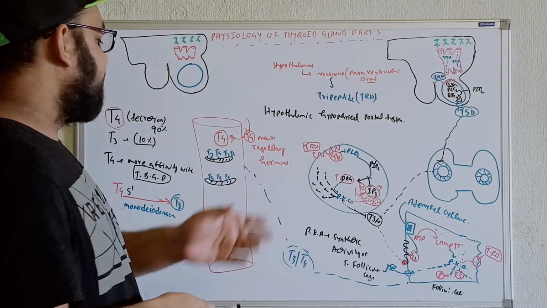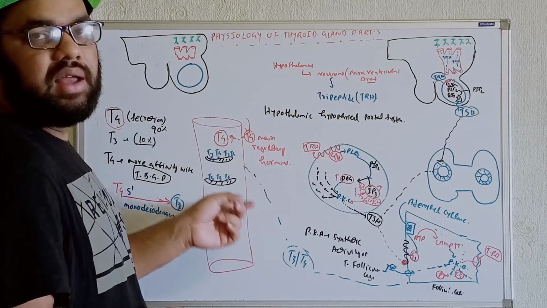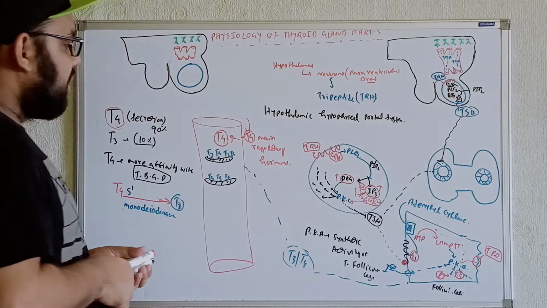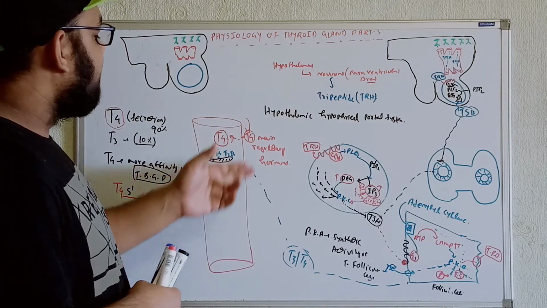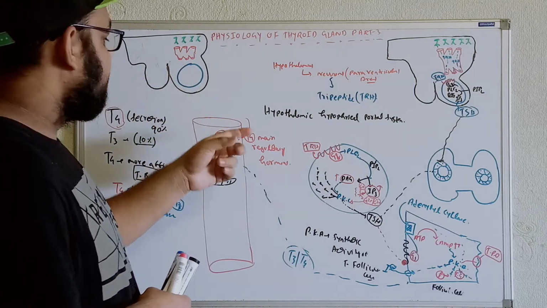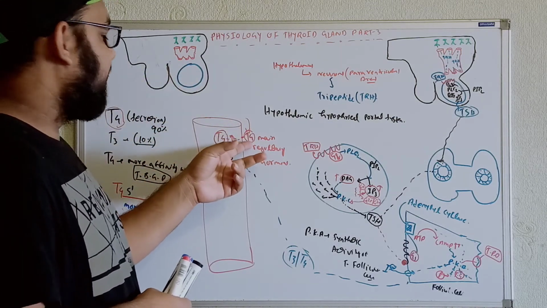Now, how will T4 regulate? I have already explained that T4 is the inactive form of the thyroid hormone. Always, from the circulation, some amount of T4 will be taken up by the thyroid cells present within the anterior pituitary. So always some amount of T4 will be taken.